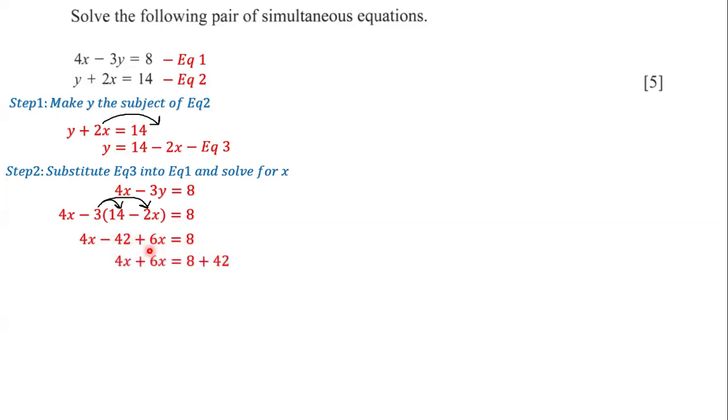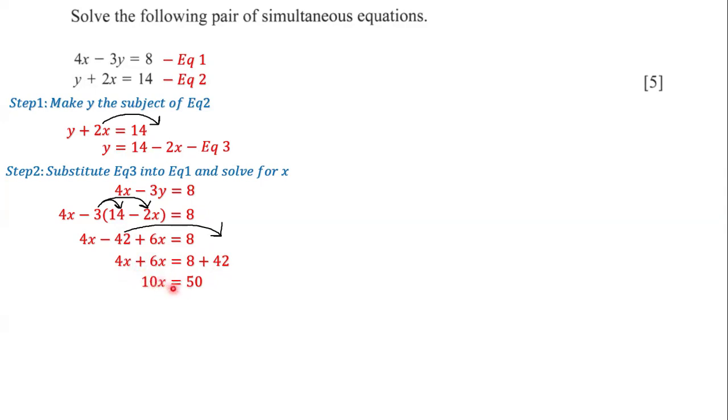Next, we take this negative 42 and send it over the equal sign. It was a negative 42, but when we send it over the equal sign, it becomes a positive 42. We keep the like terms, 4x and 6x, on the left-hand side. Then we have 8 plus 42, which is 50, and 4x plus 6x is equal to 10x.